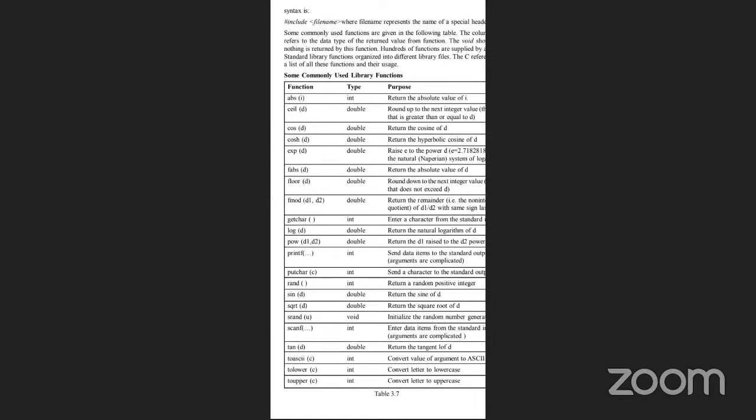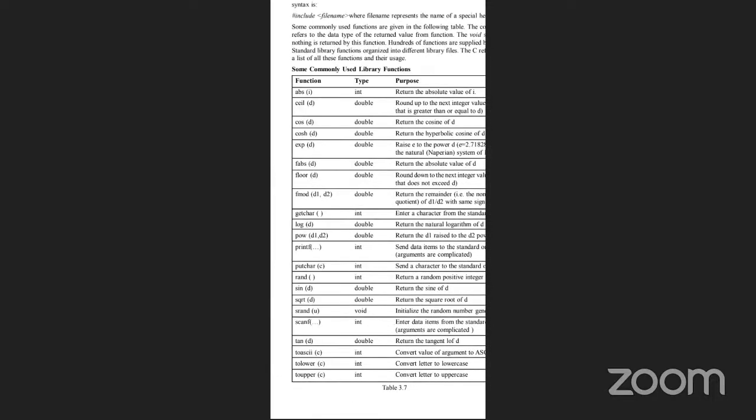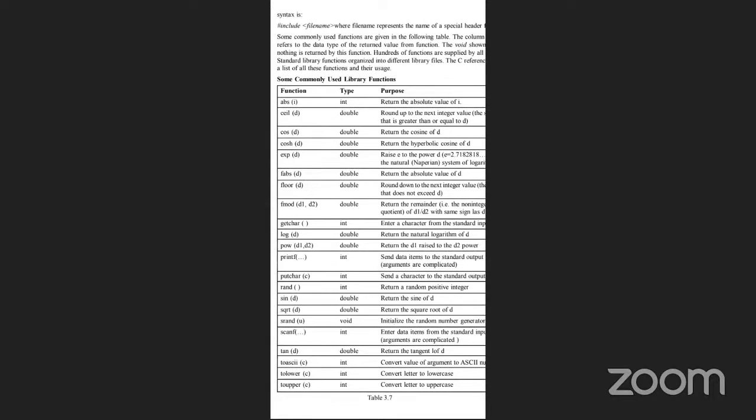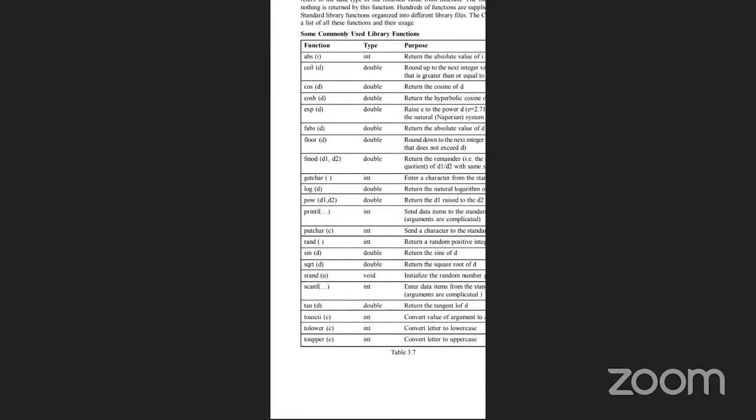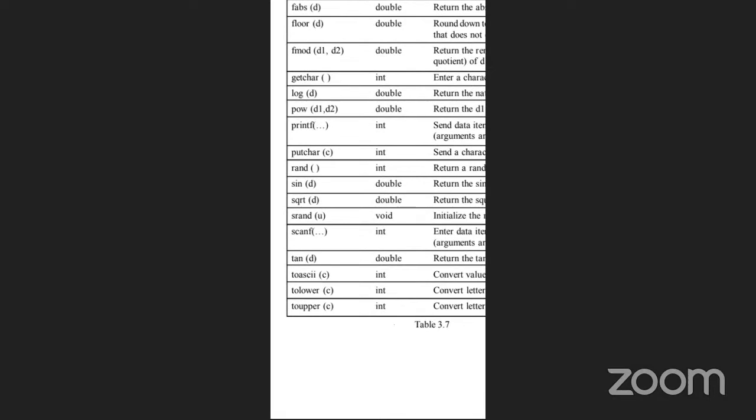cos(d), double, returns the cosine of d. cosh(d) is the hyperbolic cosine of d. exp(d), double, raises e, 2.718, to the power d. fabs(d), double, returns the absolute value of d. floor(d), like this, these are the functions. One by one, please read.